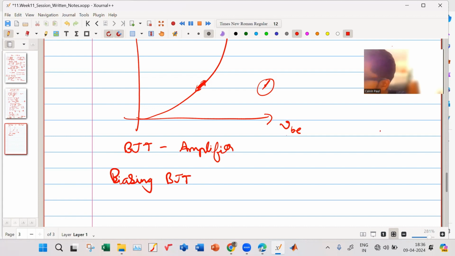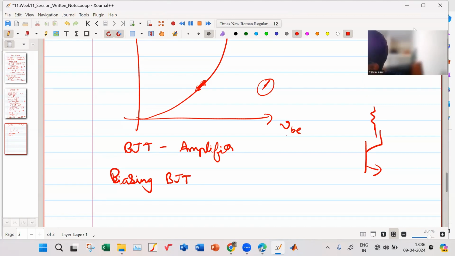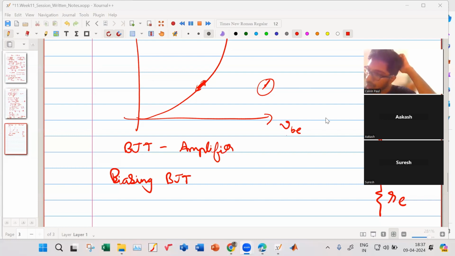So this is my BJT. Assume this is my BJT. This is my RC. This is my R. Able to hear me now? Well, looks like there is some network issue. Yeah, I got disconnected actually. Just hold on one minute. Let me just share my screen. Okay, so you guys are able to see the screen? Yes, sir, we can see.